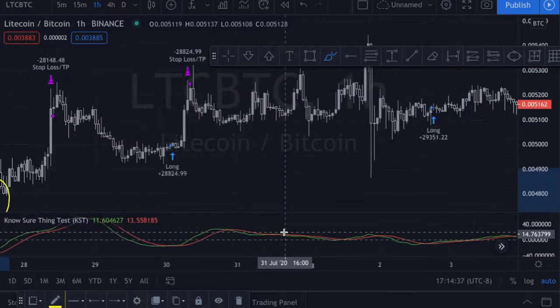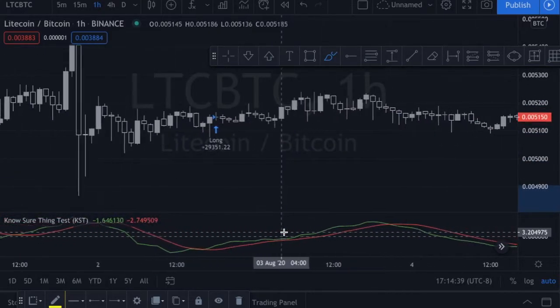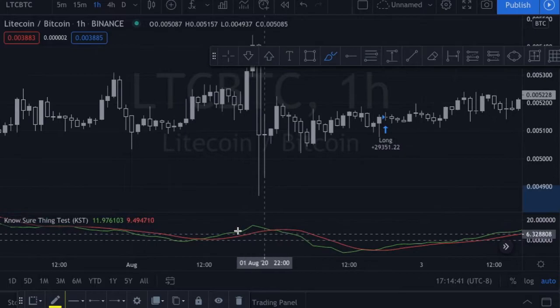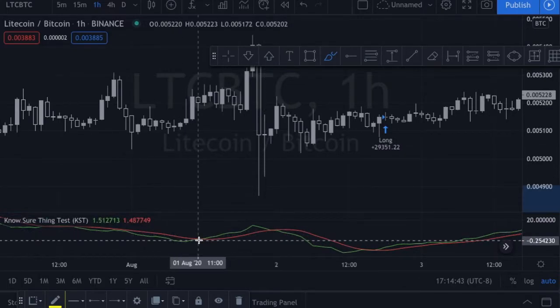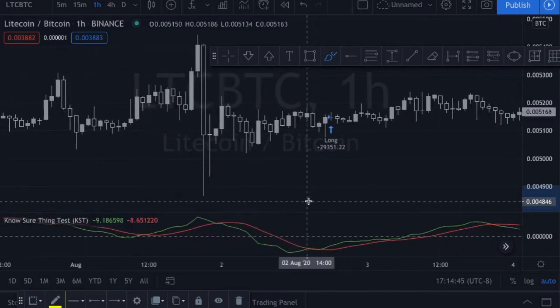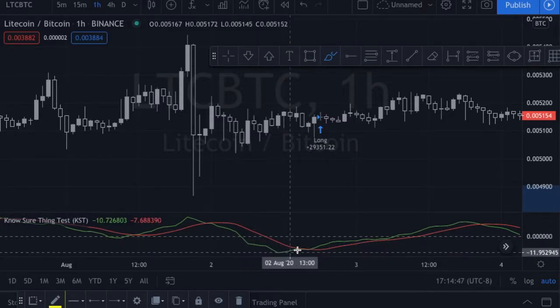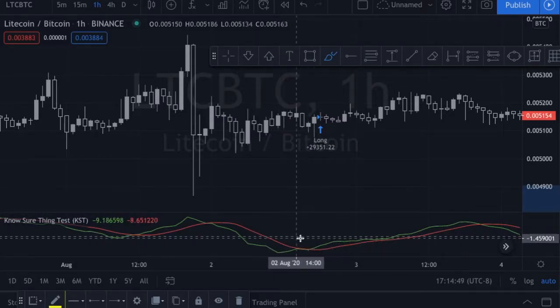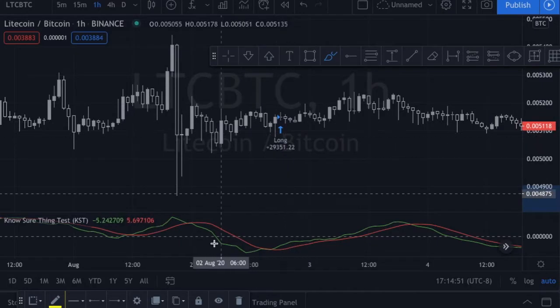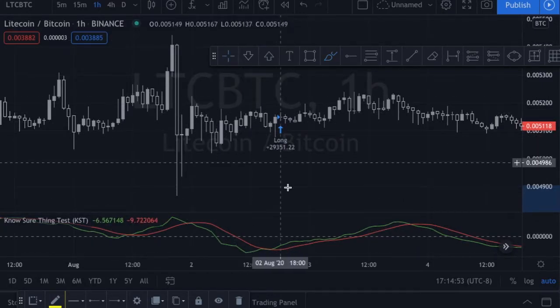We wait there. So one thing to remember, we're not going in when the green crosses above the red, but the green is above the zero. We're only getting in when the green crosses above the red, but we're below that zero line. So we'd be in right there. Let's see how well that strategy performed.